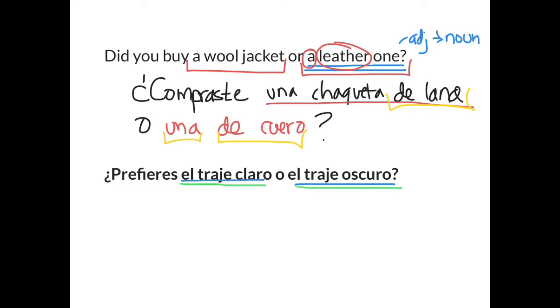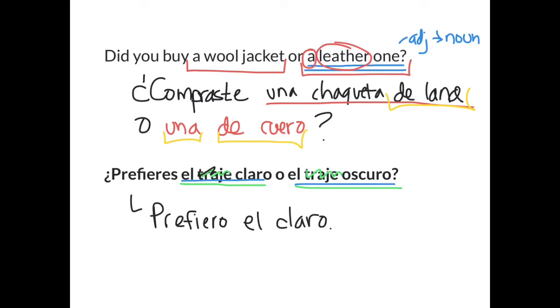Now remember I said you need to remove the noun. That will allow just an article and adjective to remain. So in this phrase that we underlined, what's the noun? What's the person, place, or thing? Suit, traje. So that's the word that's going to disappear. So once you choose your option, all you need to give your answer is el claro or el oscuro as far as the adjective as noun portion goes. So when I reply, I can say, prefiero el claro. I prefer the light one.